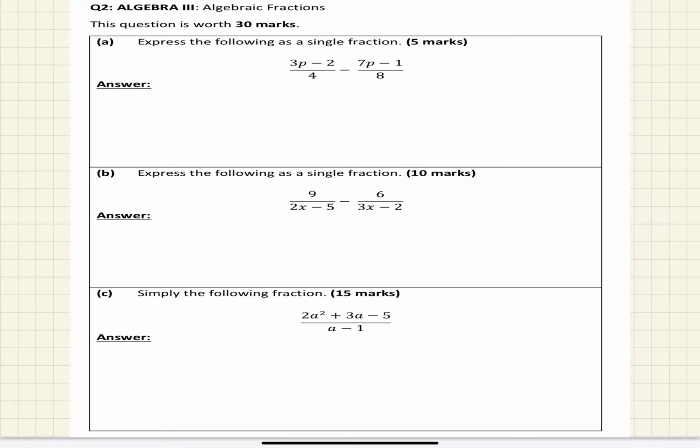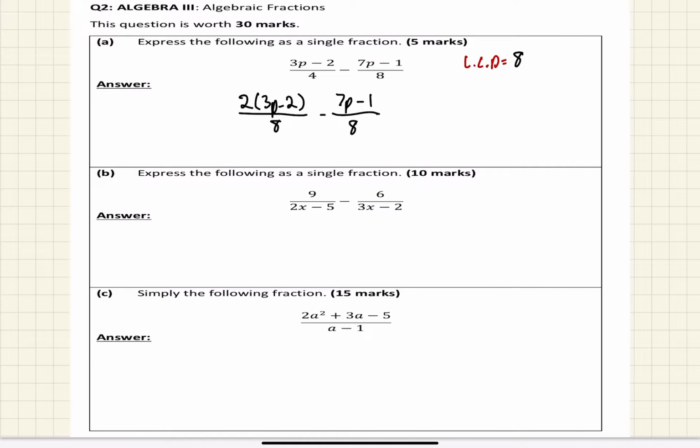All right, so I might just leave a little reminder for myself here. So lowest common denominator is equal to 8. Then I say, well, how many times does 4 go into 8? And that's twice. So I'm going to double everything. So 2 times 3p minus 2 all over 8 minus, well, this one doesn't change because 8 goes into 8 once. You multiply the top by 1, you just get back what you have. So 7p minus 1 over 8.